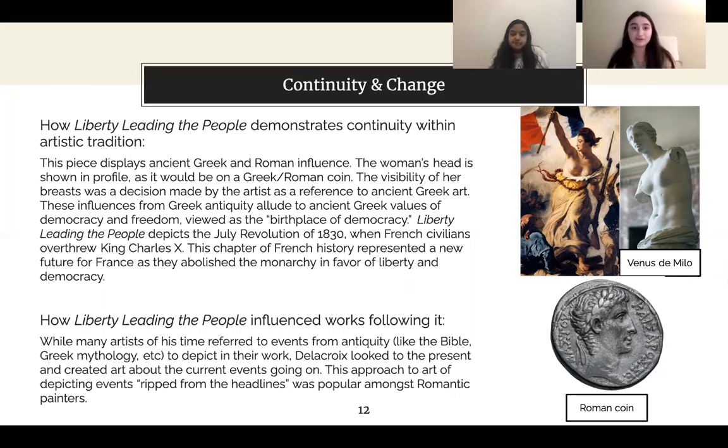I think how Liberty Leading the People influenced work following it is that while many artists at this time referred to events from antiquity like the Bible or Greek mythology to depict in their work, Delacroix looked to the present and created art about current events going on. This approach to art of depicting events ripped from the headlines was popular amongst Romantic painters.